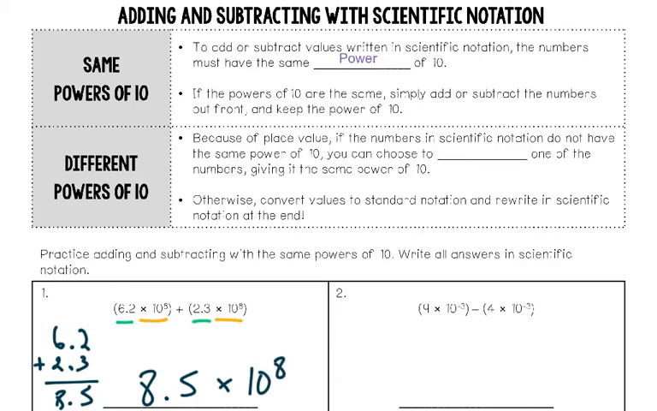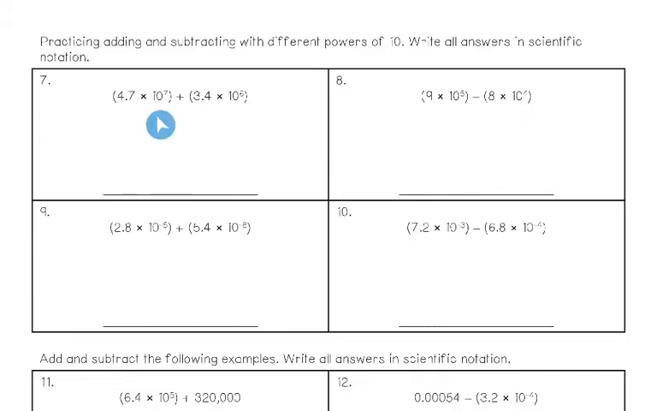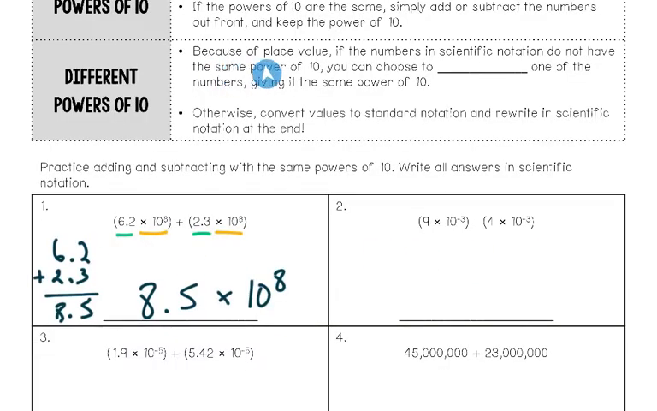So I'm looking at my instructions. If they're the same, add or subtract the numbers out front, and then keep that power of 10. So in this case, the power of 10 is 10 to the 8th power. However, if they're different powers of 10, like they are here on the back on number 7, 8, 9, and 10, then because of the place value, you can choose to rewrite one of the numbers. This will give it the same power of 10. So I can't add or subtract unless the powers of 10 are the same.